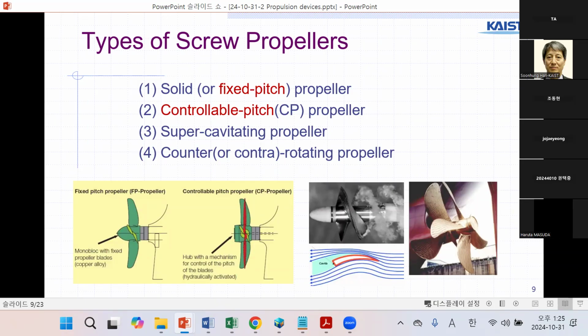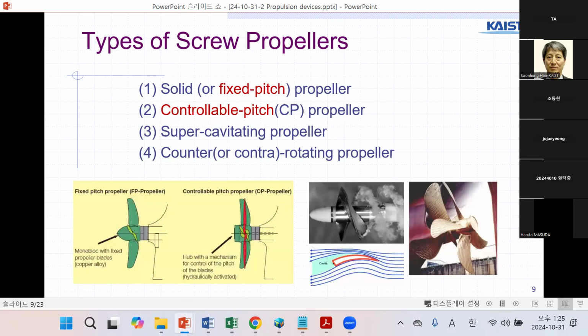Angle of attack pitch can be adjusted by rotating this blade. So the angle of attack can be changed. So it's a controllable pitch propeller. You need to have some kind of controlling device, by electrical switch and motors, for rotating this one, right? So that depending on the speed of the ship or power of the engine, you can control the pitch.